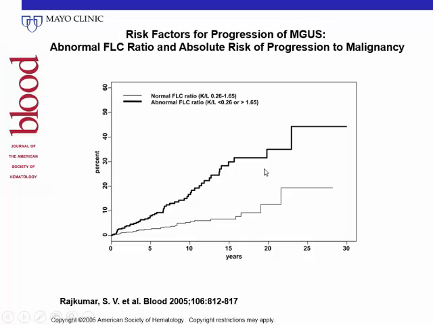And then the third risk factor is the free light chain ratio. The free light chain ratio is a ratio of the kappa to lambda free light chains that we have. And you can see here, about a third of MGUS patients have an abnormal light chain ratio, and they have a much higher risk of progression than the remaining 2/3 who have a normal free light chain ratio.